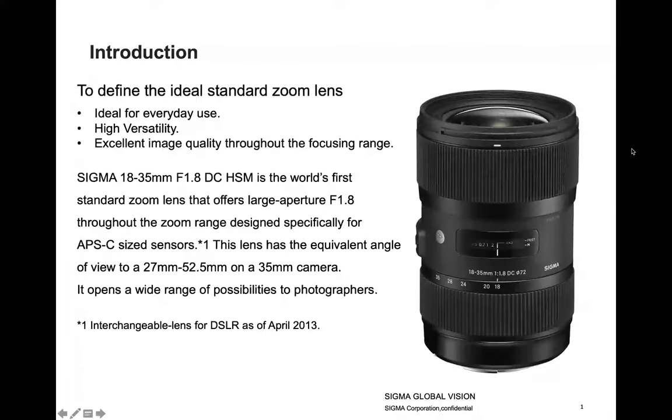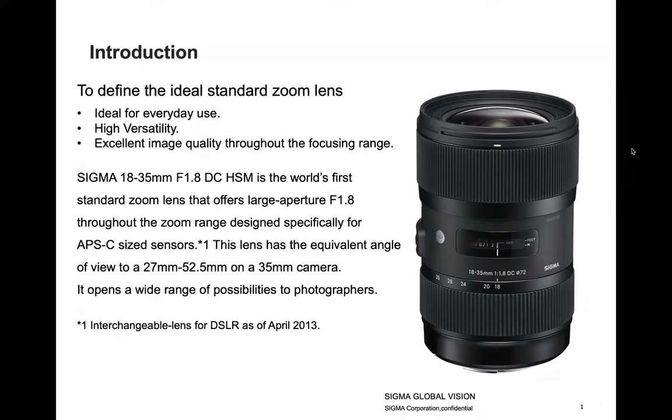Thanks for giving this opportunity. Good evening to everyone. So today we are going to talk about the Sigma lens, which is the 18 to 35 mm 1.8 open. This is an APS-C format lens, which comes under the category of the Art series.